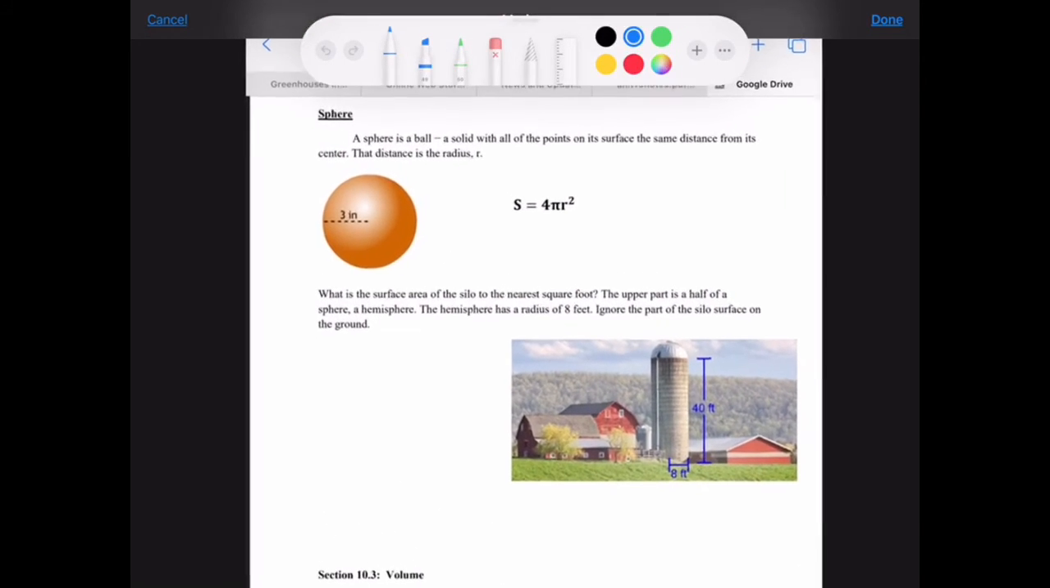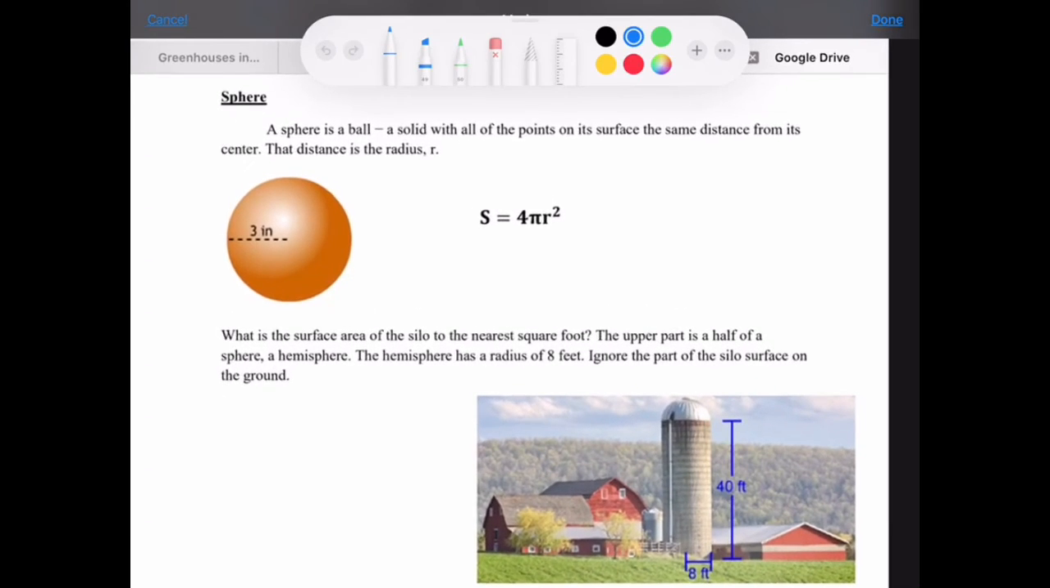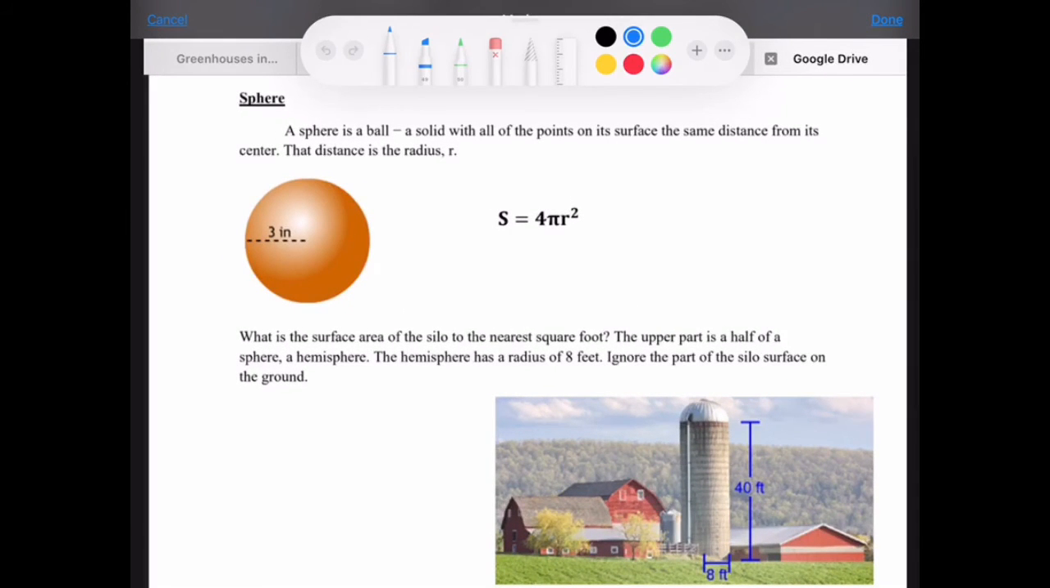Okay, so now we're gonna look at a sphere. So a sphere is a ball, pretty much. A solid ball with all its points on the surface the same distance from the center, the 3D version of a circle. So R goes from any point on that ball at all, will have the same radius, which is 3 in this case.